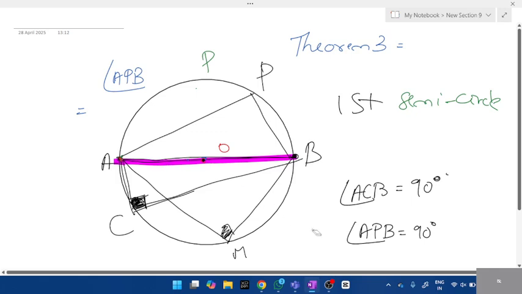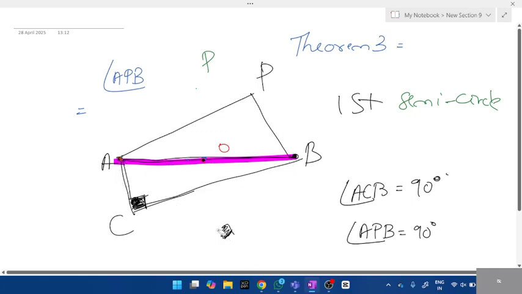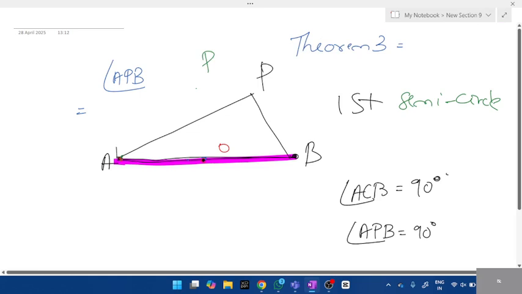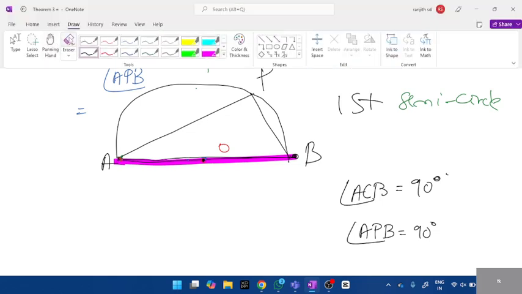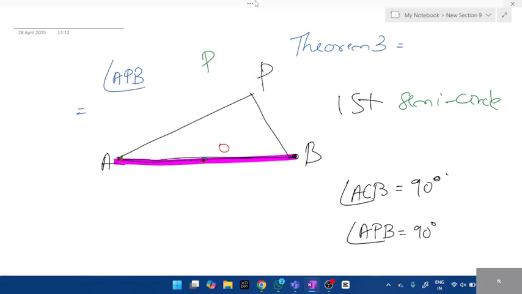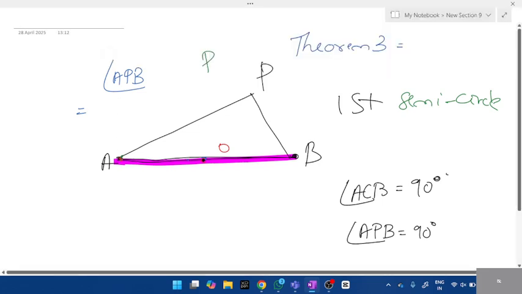Okay, now let me take APB. What is APB, students? What's the angle formed on APB? What did I tell you all? 90 degrees. So this is a circle. Semicircle, 90 degrees.